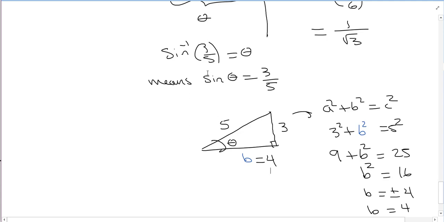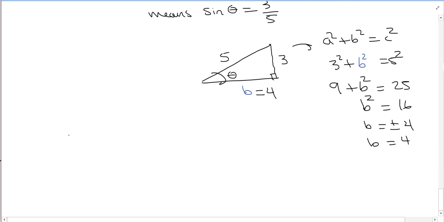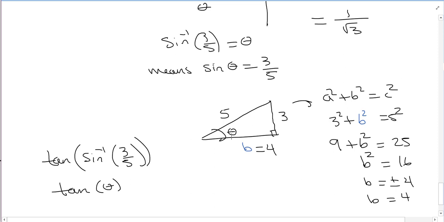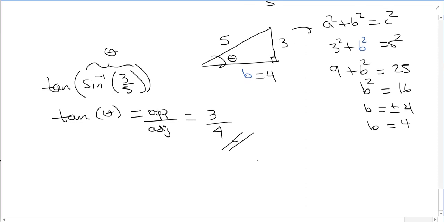All right, so now that I have my completed triangle, I can find tangent. So tangent of sine inverse of 3/5 means really tangent of theta, right? This theta, the angle whose sine is 3/5. So that's what sine inverse tells me, the angle whose sine is 3/5. That allowed me to draw that triangle, and now I can use the triangle to find tangent of that angle. And so tangent of that angle, tangent is what? Opposite over adjacent. So opposite is 3, adjacent is 4. And so my problem is done.